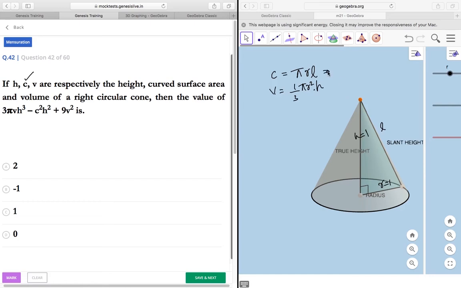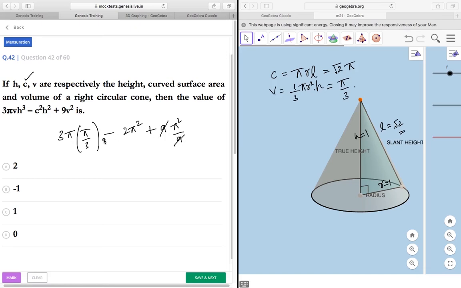So then this value will be equal to, if h is 1 and r is 1, what is L? Root 2. So this will be root 2 pi, and this will be r is 1, h is 1, so pi by 3. Let's substitute these values here. So 3 pi into volume is pi by 3 into h cube. H is 1. So c square is 2 pi square and h is 1 plus 9 into v square. 9 into v square is pi square by 9.